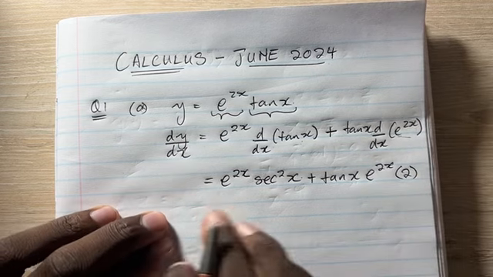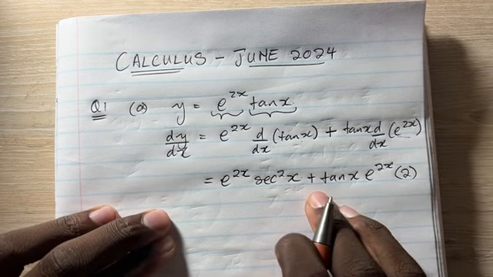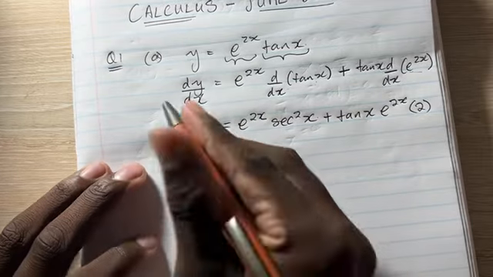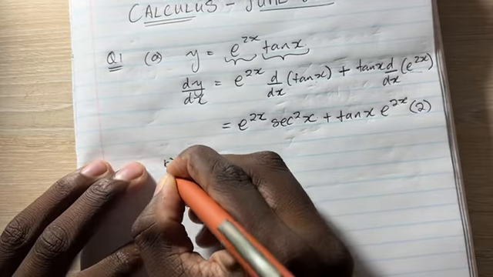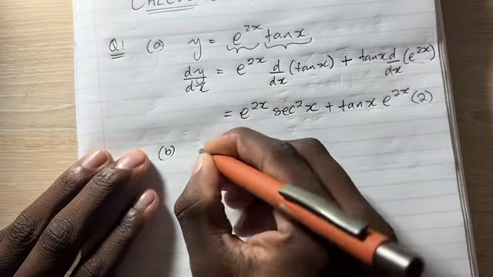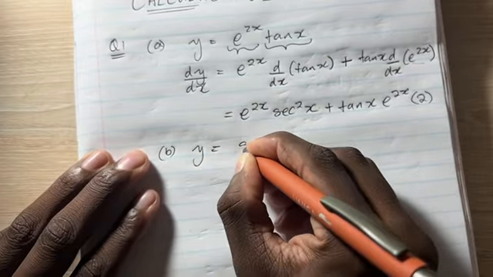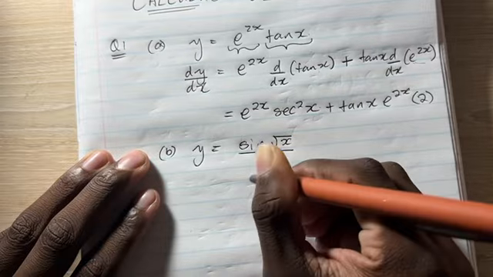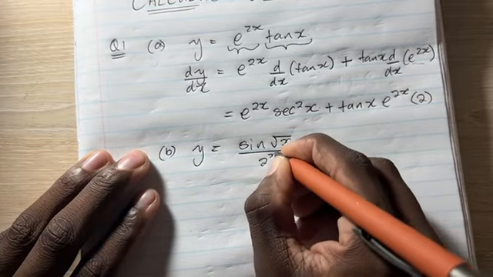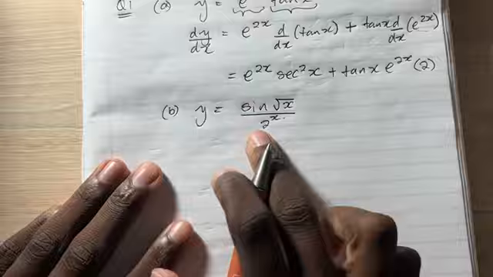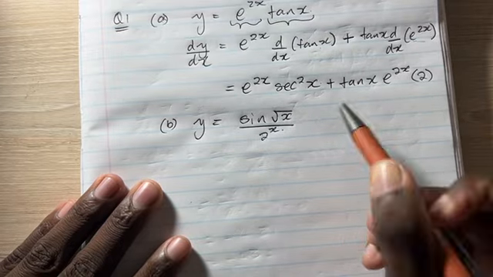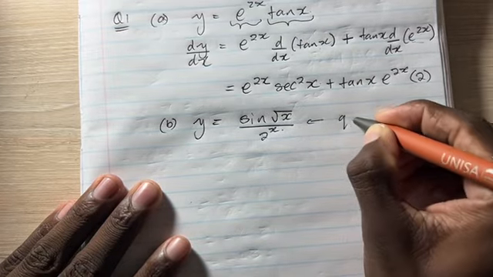Okay, so the question says you do not need to simplify your answer. So you can leave your answer like this and go to the next question. That's B. So B says you should differentiate y equals sine square root x over 2 to the x. Okay, here there's a division line, which means we have to use the quotient rule.